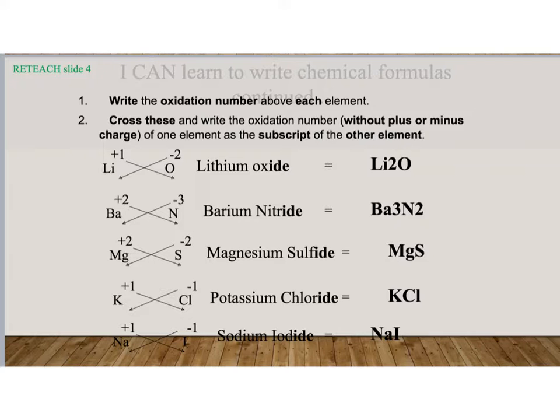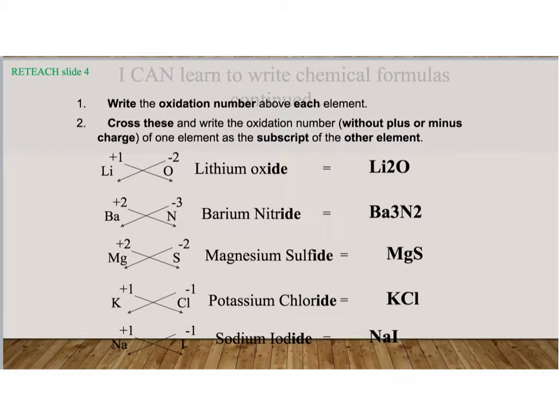Here's some more examples of using the crossover method. Notice when a 2 is crossed over to sulfur and a 2 is crossed over to the magnesium, that the resulting subscript has been reduced because you have a common denominator to reduce the subscript for magnesium sulfide in the final chemical.